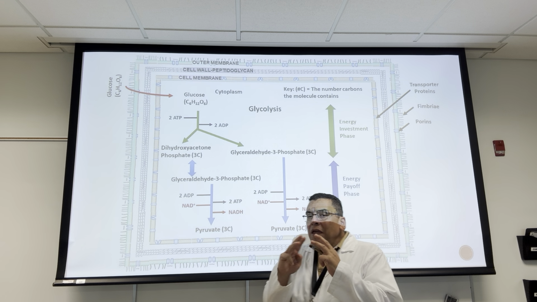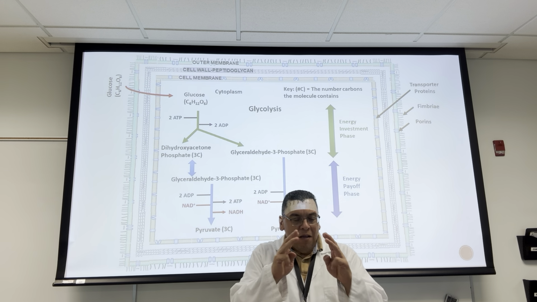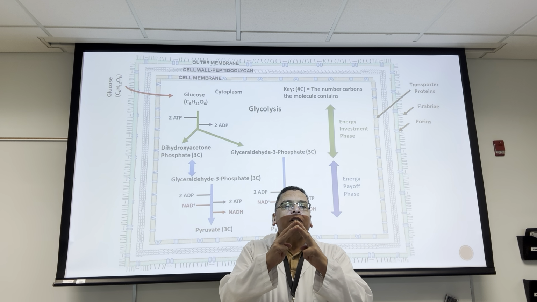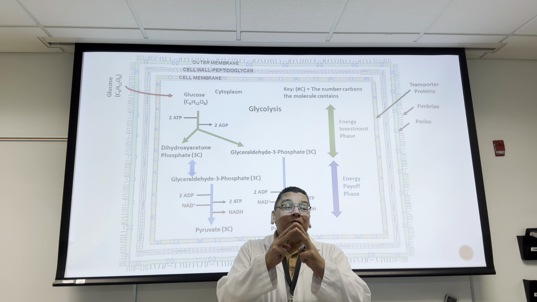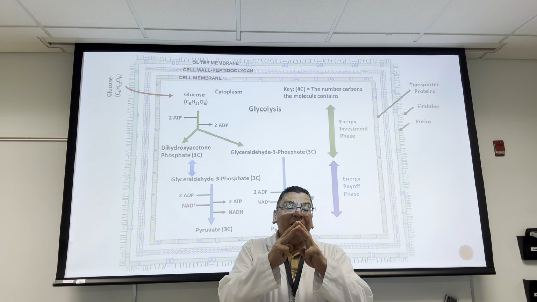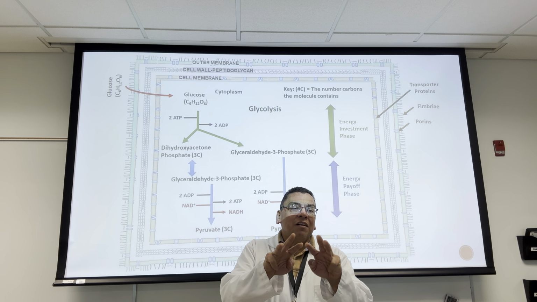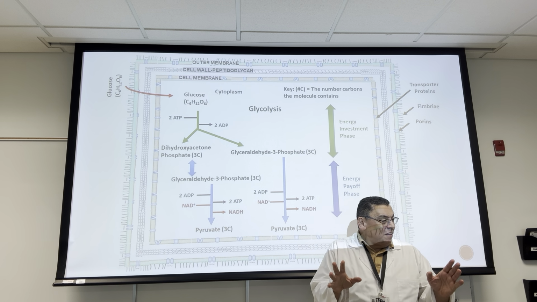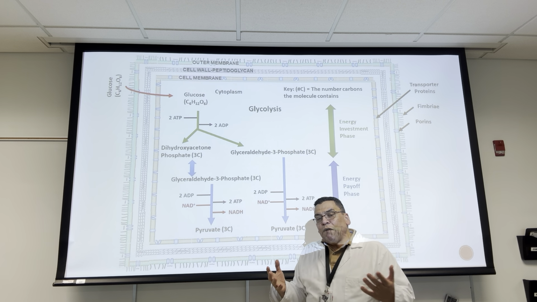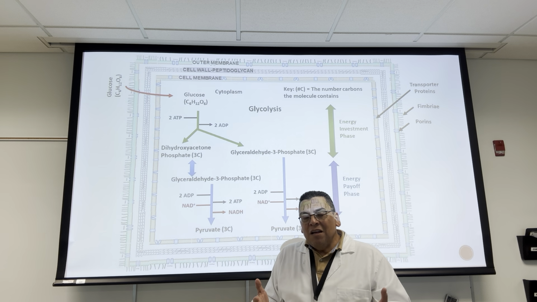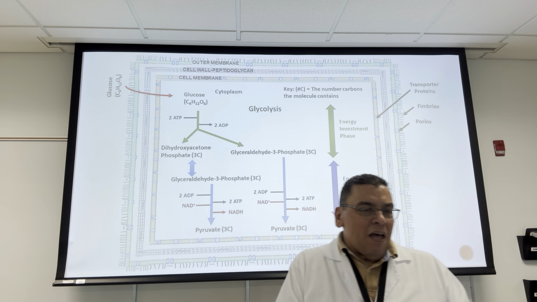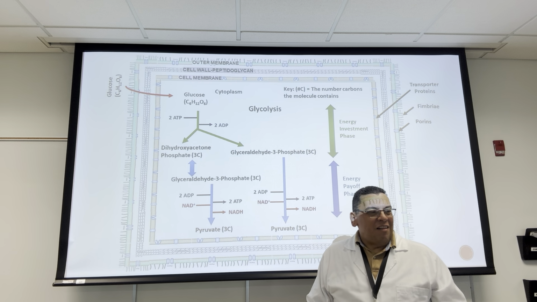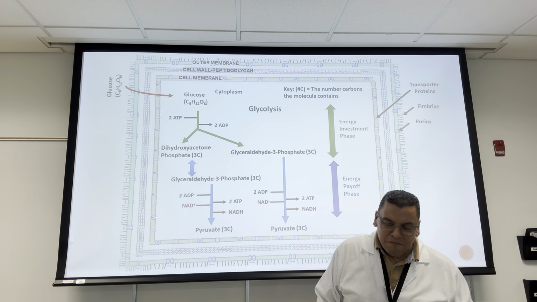Now, nothing happens, nothing, until you put some energy into it. So you actually have to use 2 ATPs to get this started. Now, some students tell me at this point, wait a minute. Isn't the objective of cellular respiration to make ATP? Yeah, it is actually. So what are you doing using it? That's a very good question.